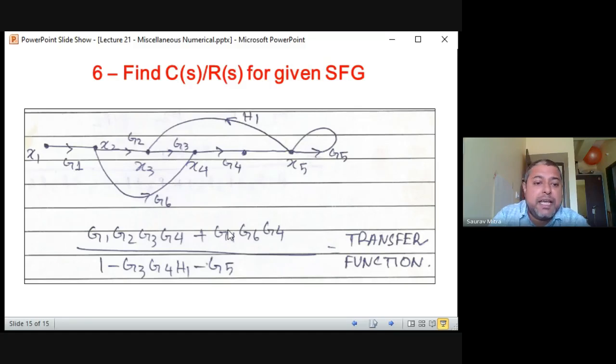Okay, so that's the understanding, and there are two forward paths. One is G1, G2, G3, G4. Another is G1 and G6 into G4. So G1, G2, G3, G4 is one forward path. Another is G1, G6, G4. This is another forward path, and the argument is both the forward paths are touching both the loops. The path G1, G6, G4 is ending at X5. The first path G1, G2, G3, G4 is also ending at X5. That means this X5 node at least is touched by both the forward paths.